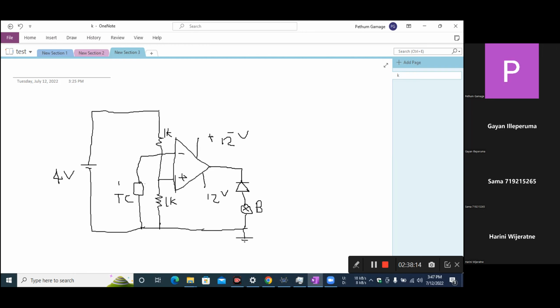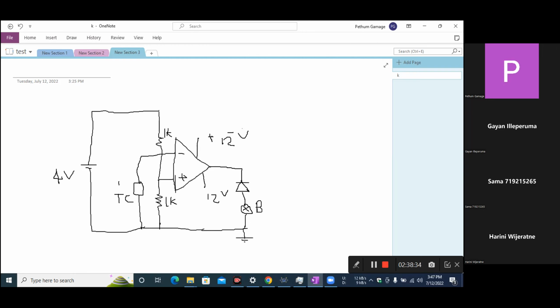When temperature rises, the potential at the inverting input is greater than 2. That means output will be -12. Other side 0. Then current passes through the buzzer.